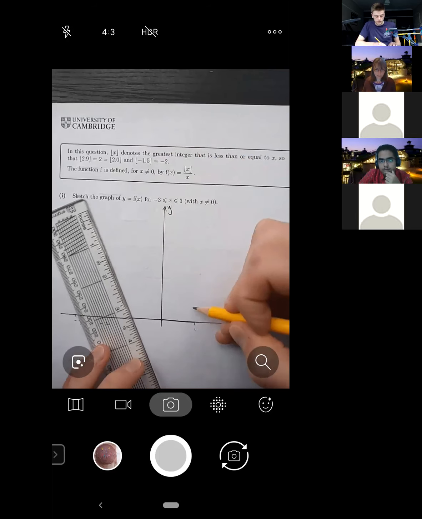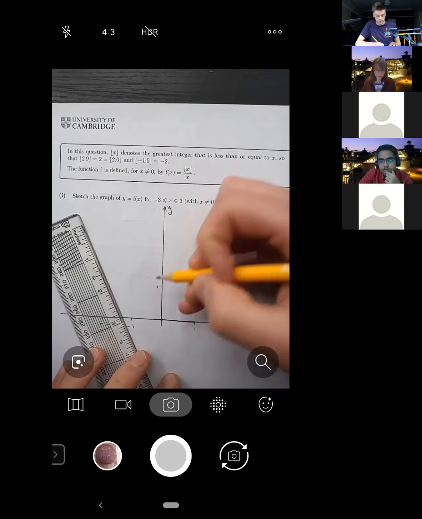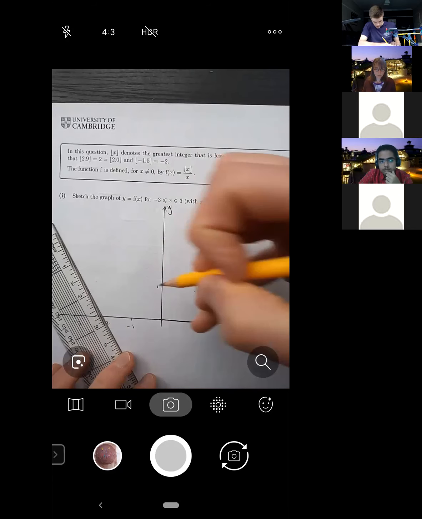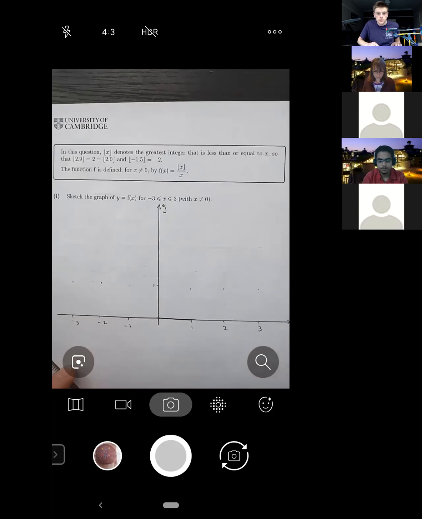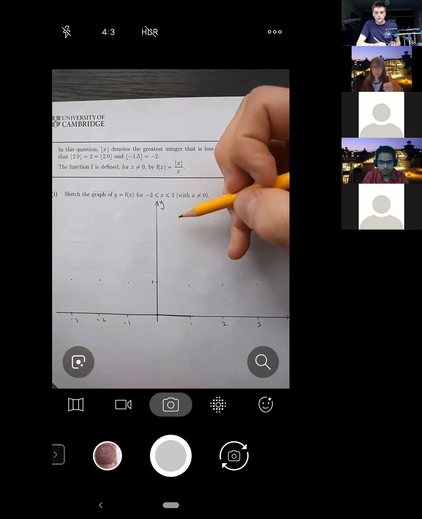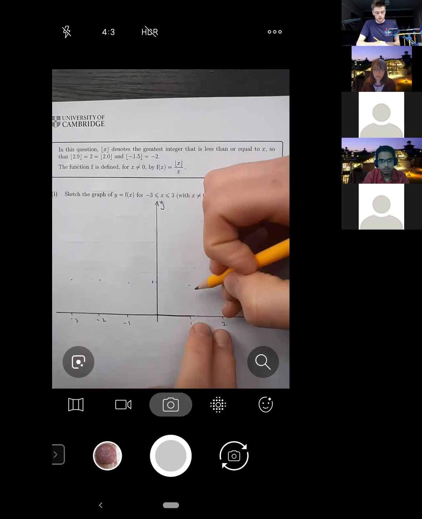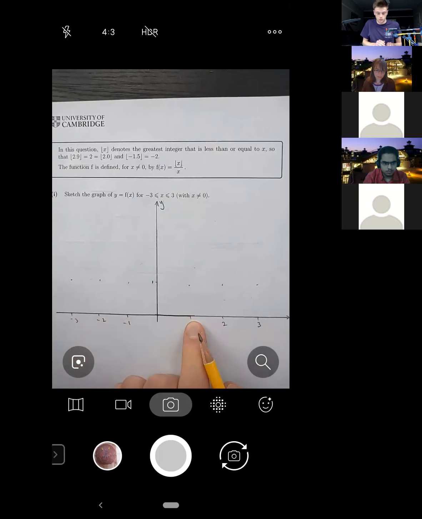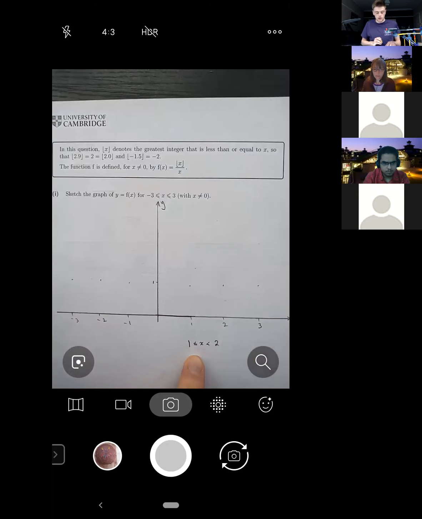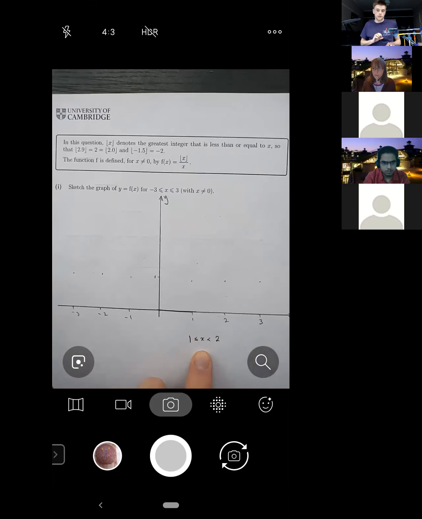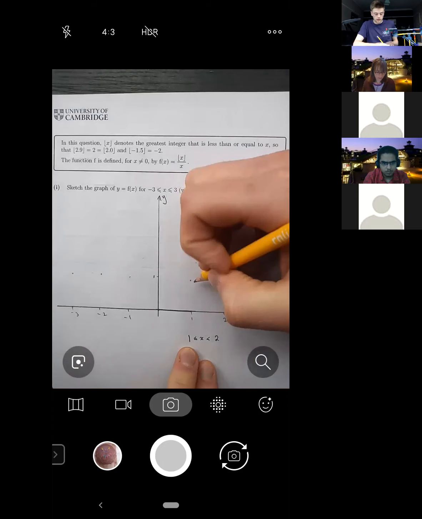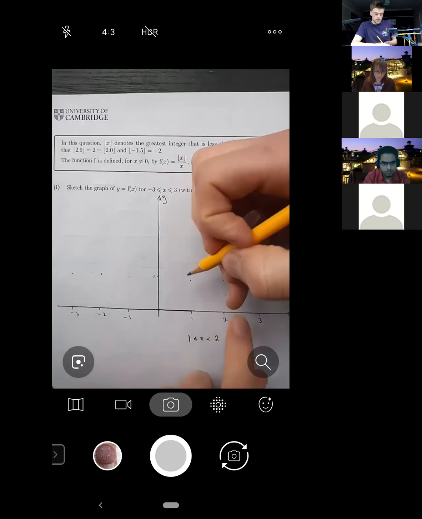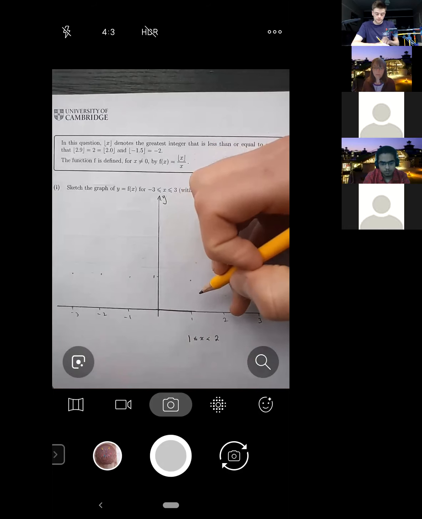Now, at 1, it takes value 1, as it does at all the integers. Can you definitely see this okay? And so let's look at this bit just between 1 and 2. So for 1 less than or equal to x less than 2, the floor of that number is 1. So here, in this unit interval, the graph is just going to look like 1 over x.